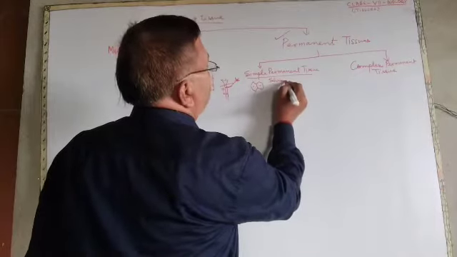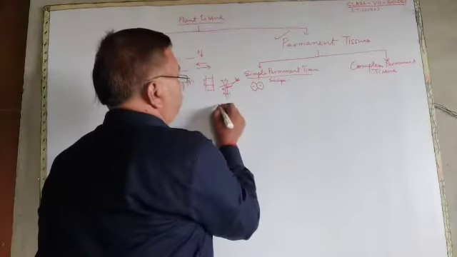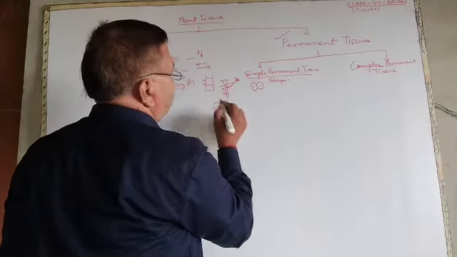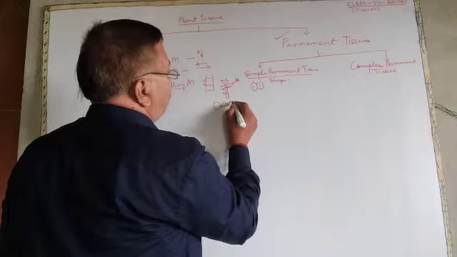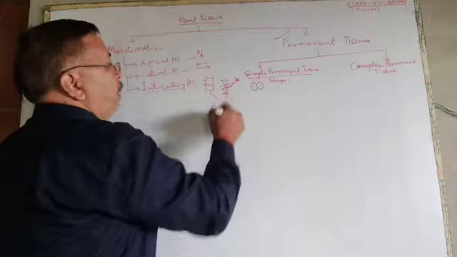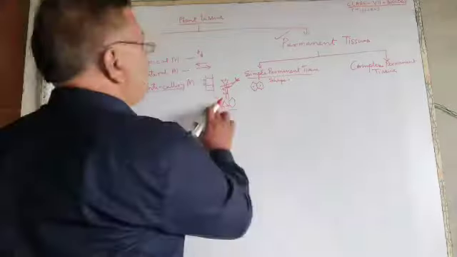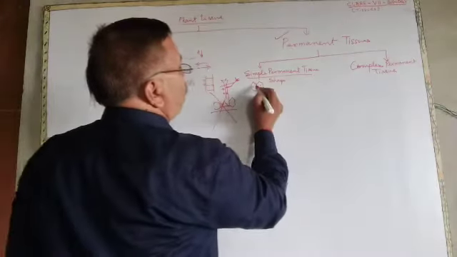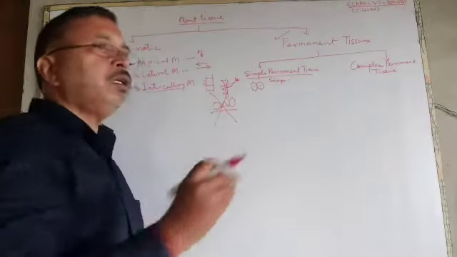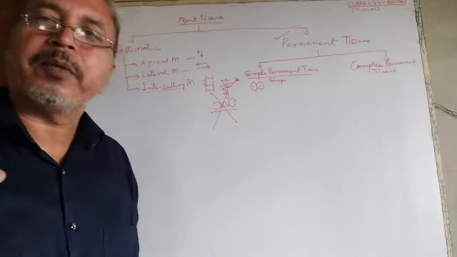Let's see their shape. The shape will not be complex, in the sense that one may not be spherical and the other cell may not be triangular, or the other may not be hexagonal. This way you will not see in case of simple permanent tissue. If the cells are spherical, all the cells in this tissue will be spherical. If these cells are polygonal, all will be polygonal.